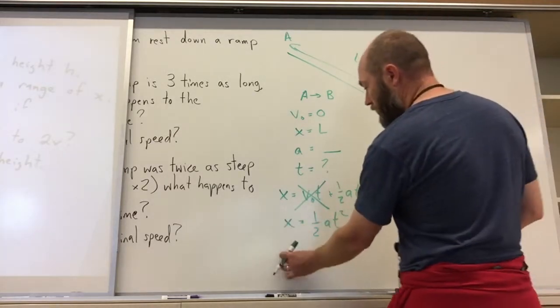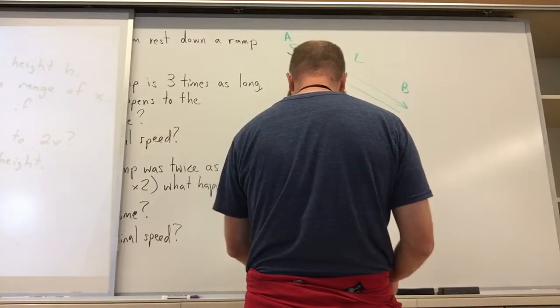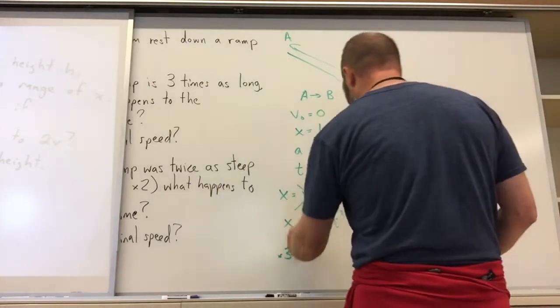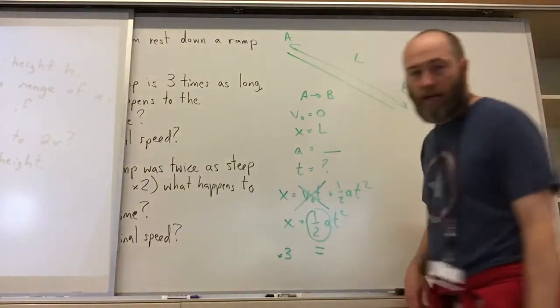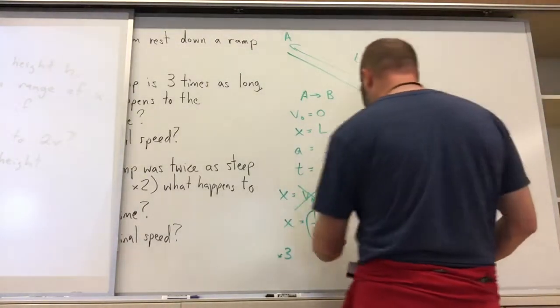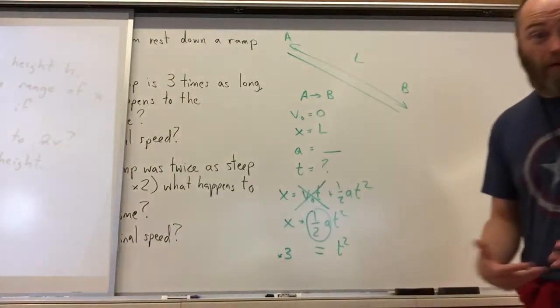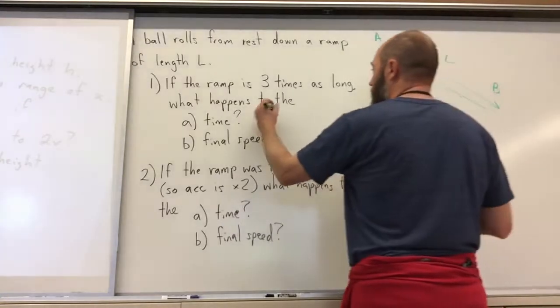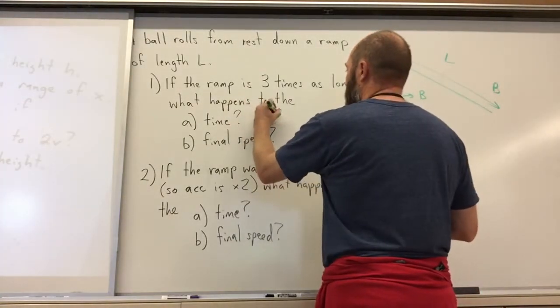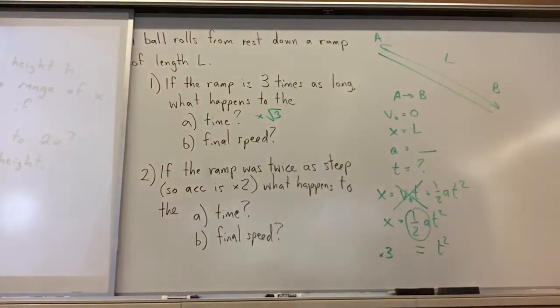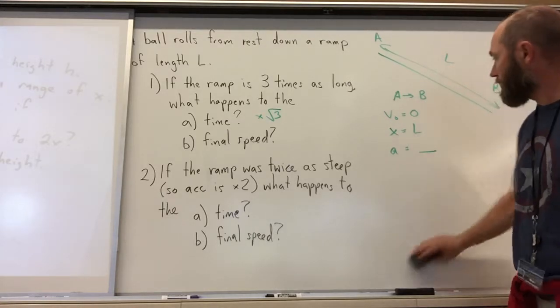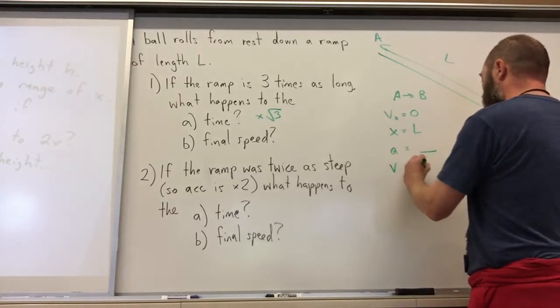Right underneath here, this is times 3, so this is now 3 times as big, okay? This whole piece is staying the same. So then I have t squared. If you're a math person, just say t equals the square root of 3. So what happens to the time? It's going to be square root of 3 times longer, okay? Hopefully that makes sense.